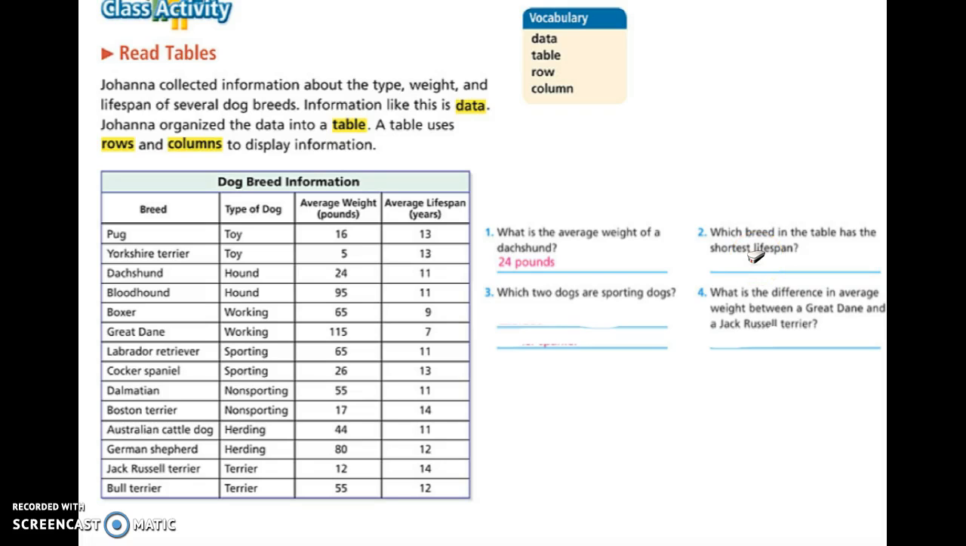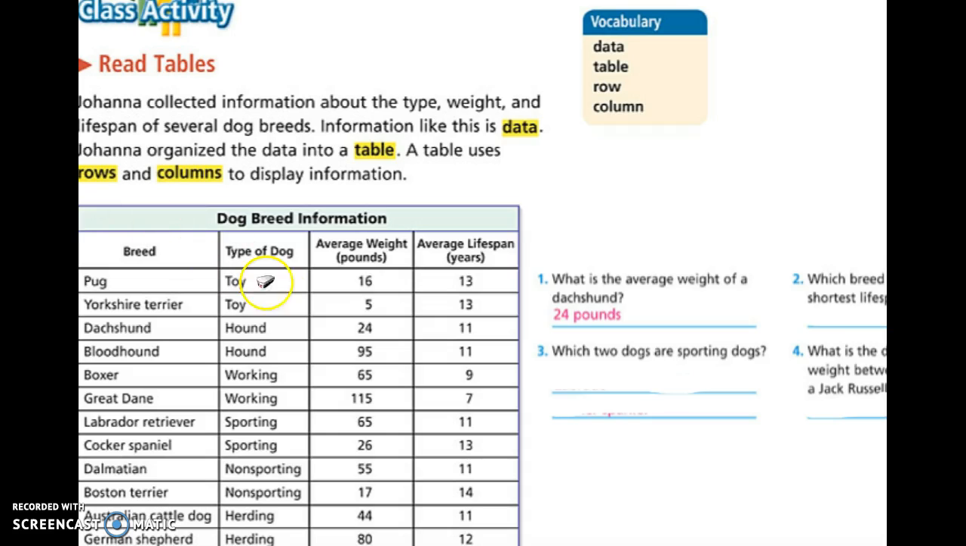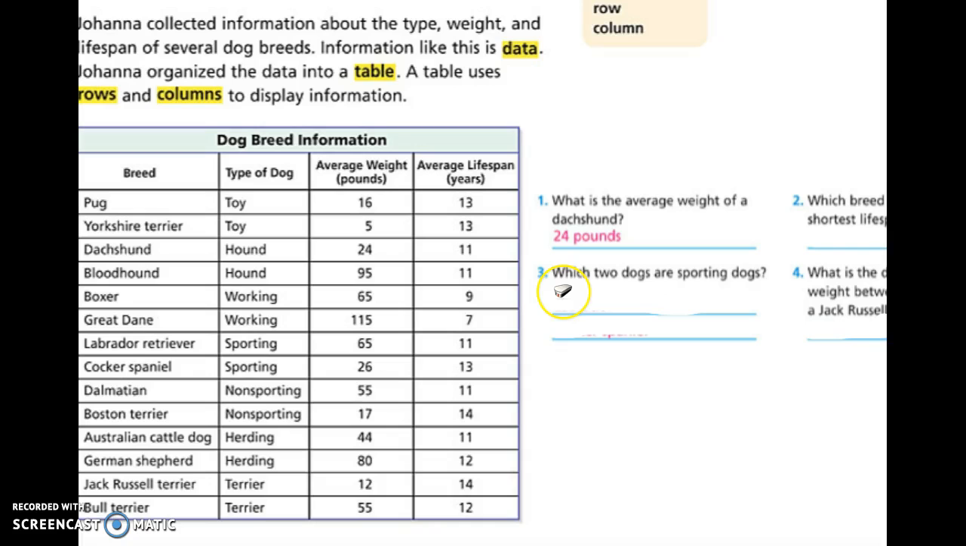Number 2 says, which breed in the table has the shortest lifespan? So I'm going to have you go ahead and work on that one. I know that the table is a little small here, so I'll try to make it a little bigger so you can see it. So we're looking for which breed has the shortest lifespan. So we're going to be looking at the breed, and then you're going to be looking at the lifespan and see if you can figure out which breed has the shortest lifespan.